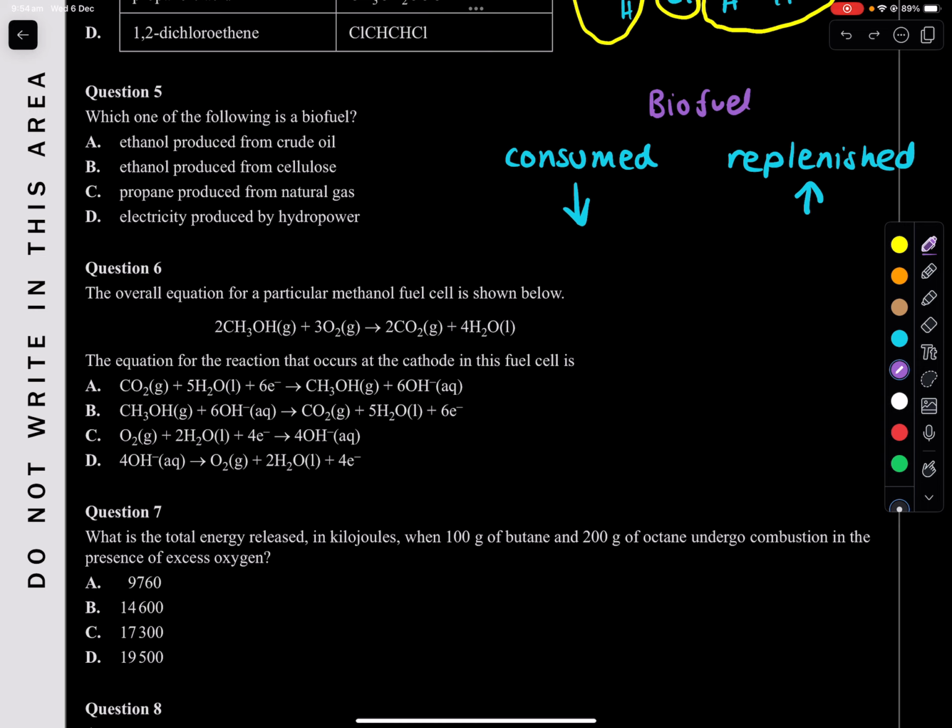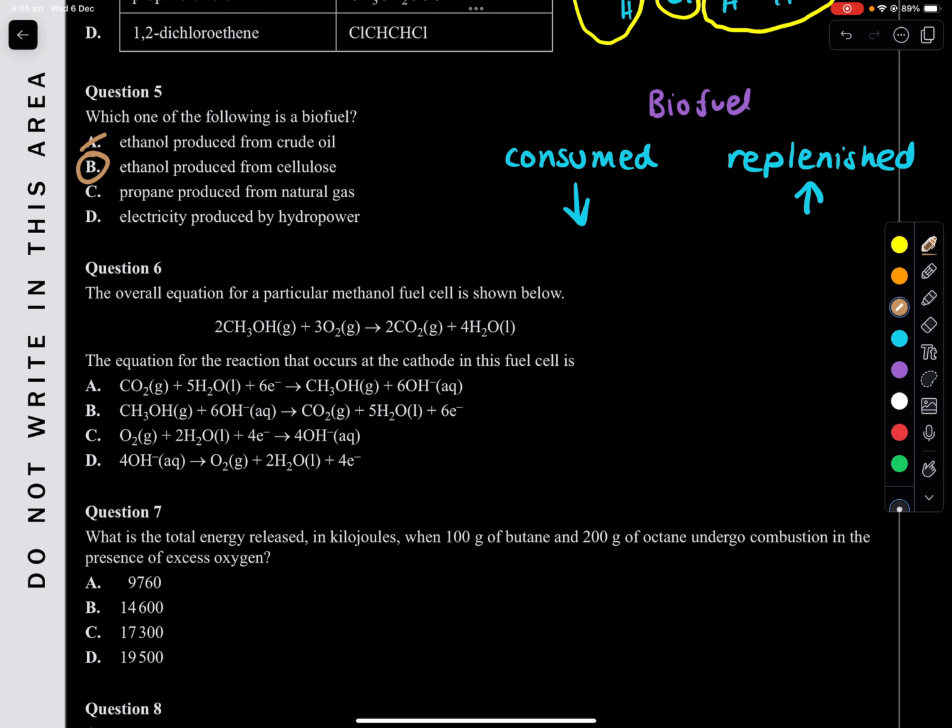So let's look at the questions. Ethanol is produced from crude oil. Okay, no, crude oil is a fossil fuel. Absolutely not. Ethanol produced from cellulose. Okay. Cellulose comes from plants, and plants we can grow very quickly. They can be easily replenished, greater than they are consumed. So B is probably right. Yeah, B looks great. Cellulose.